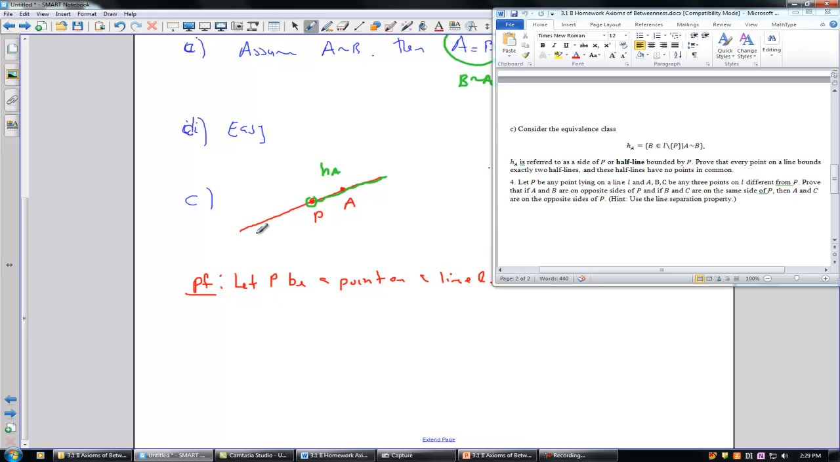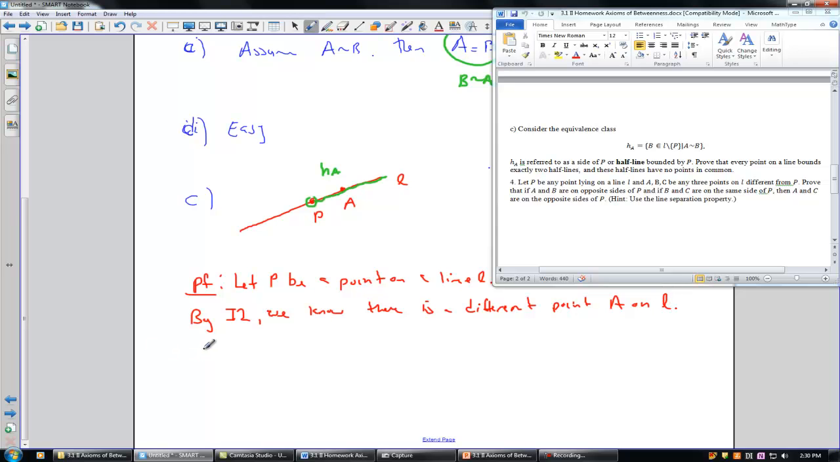Okay, and so you have this line L, and you have a point on it, right? How do you find the point A? You can just set it up. By I2, what do we know? We know there is a different point A on L. All right, so easy enough.